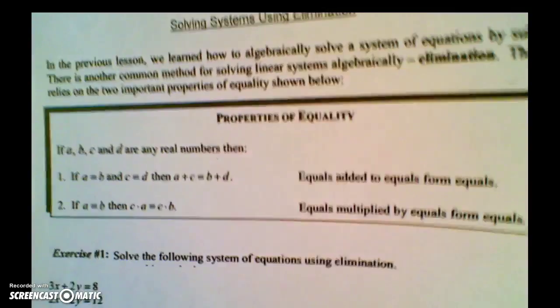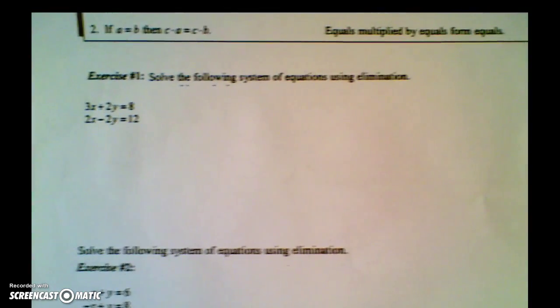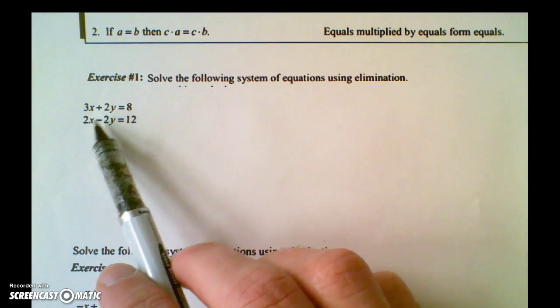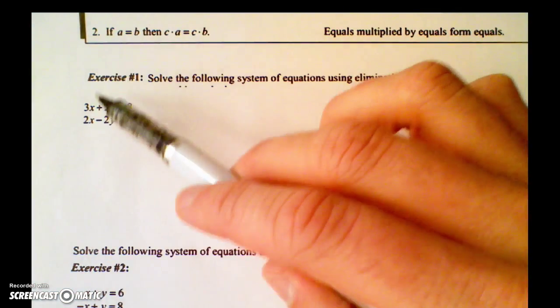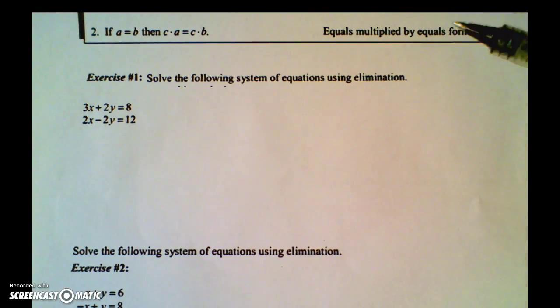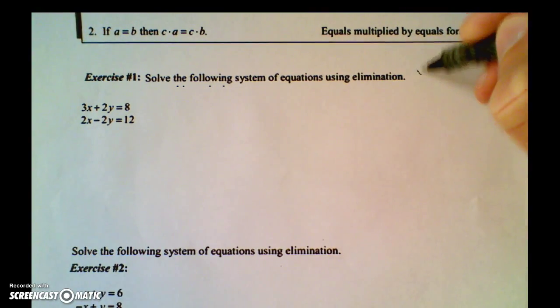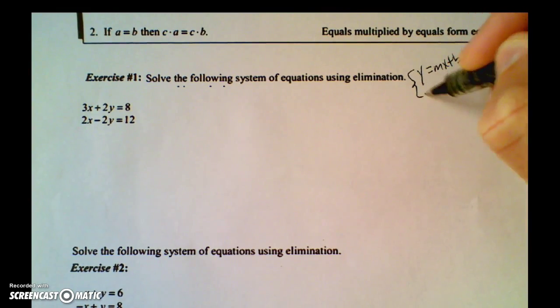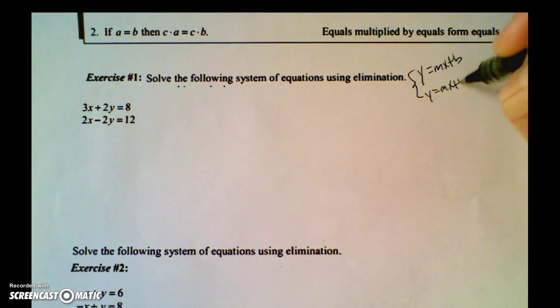So let's look at elimination, exercise 1. Solve the following system of equations using elimination. So first off, how you know to use elimination is when the question is set up like this problem, where you have the variables lined up on top of each other. For graphing we did y equals mx plus b, and we had two equations like that. So that's when we used graphing.